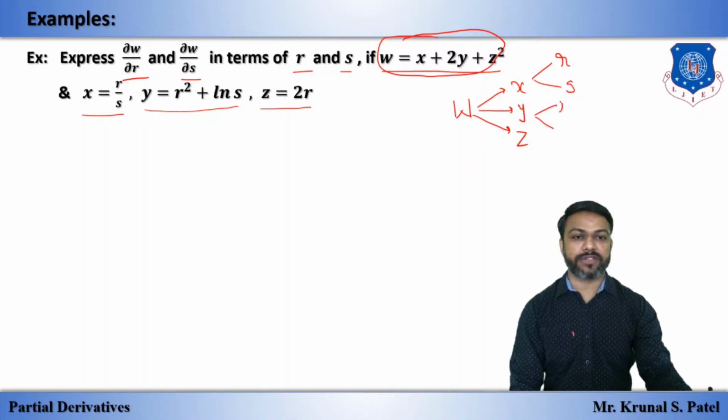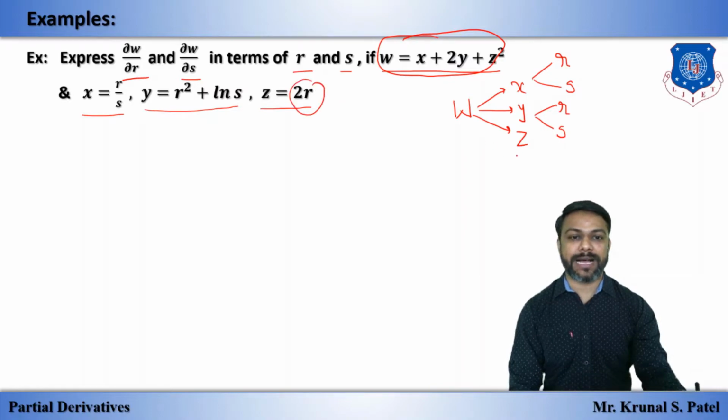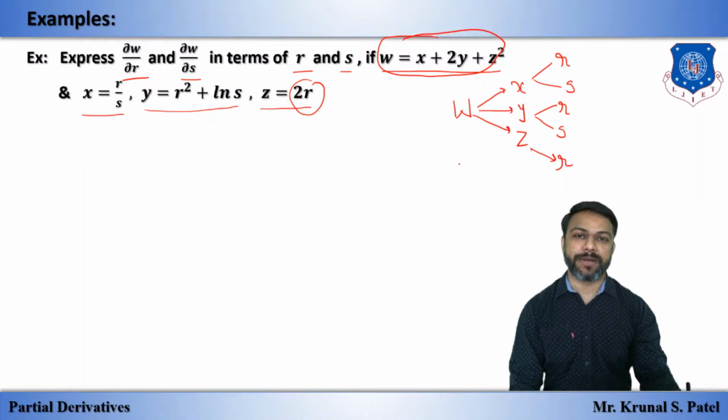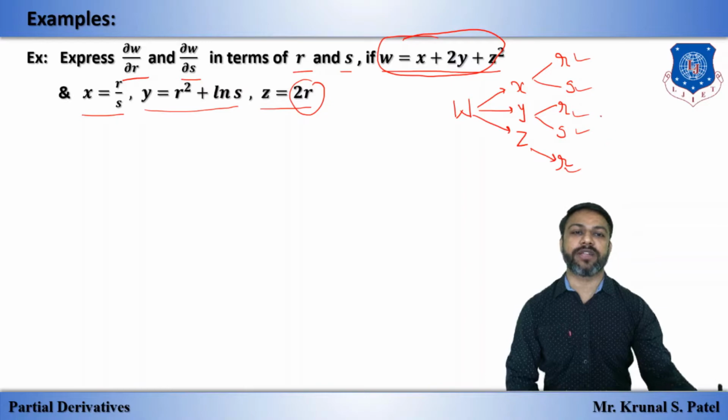Again, y is a function of r and s, and z is a function of only r. So we just write r. And if this kind of chart happens, then we will use the chain rule. Here we have these two independent variables, so we will use partial differentiation. And in the previous lecture we had this kind of example.